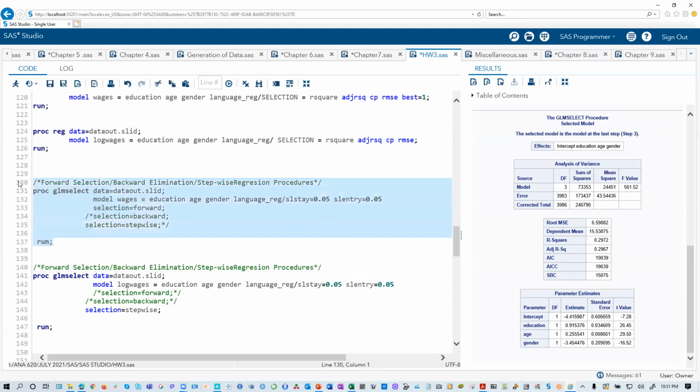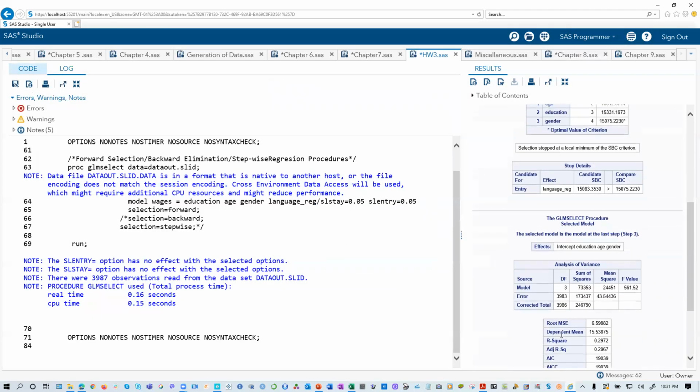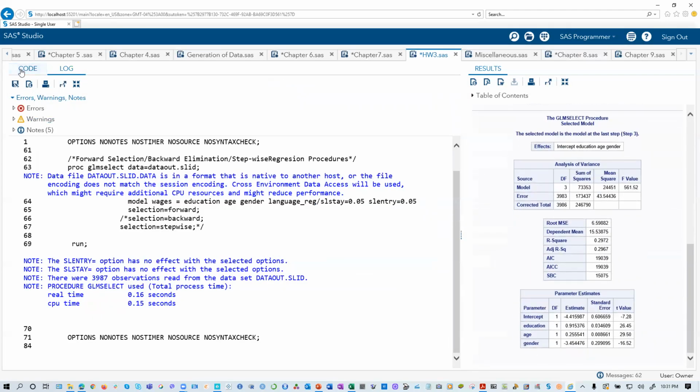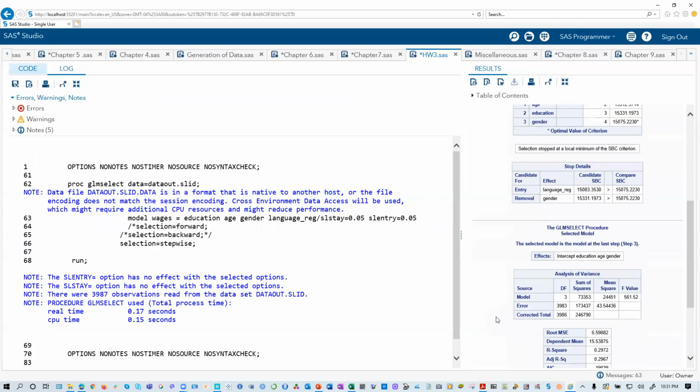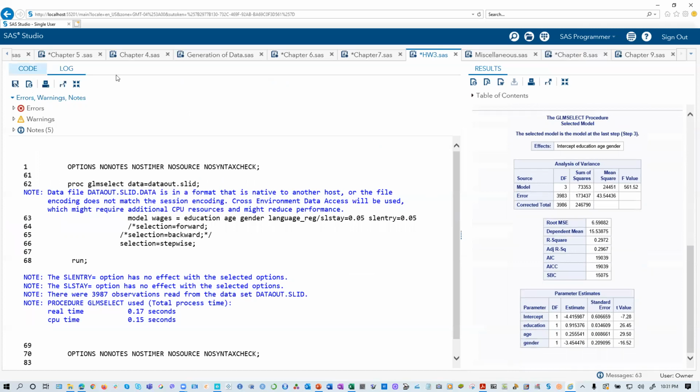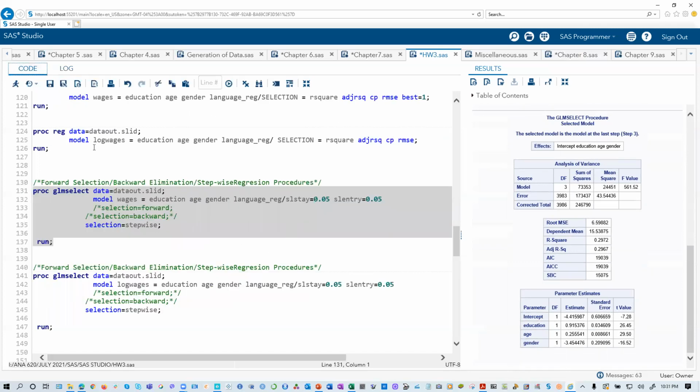So let's run this one with the forward one. Same thing. And stepwise. Let's see whether with the stepwise, we're going to get the same. GLM select function. Education, age and gender, same thing. And through this one, we get the same thing.